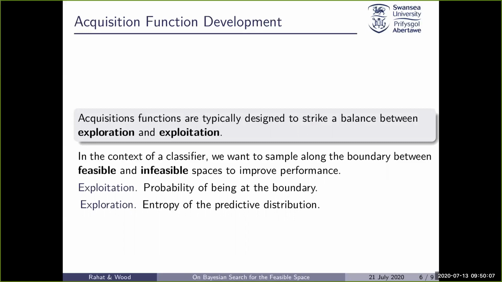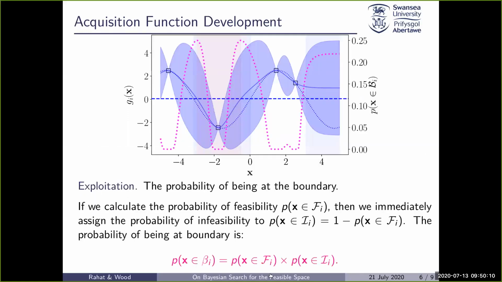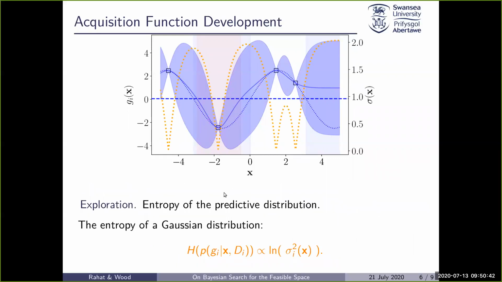Let's have a quick look at how they look when we plot them. This magenta line is showing us the probability of being at the boundary. The probability of being at the boundary is computed from the probability of feasibility and the probability of infeasibility. If we take the product of them, it tells us the probability that we are at the boundary. And we can clearly see that wherever this red region is, the probability of being at the boundary is quite high at the edges of that red region.